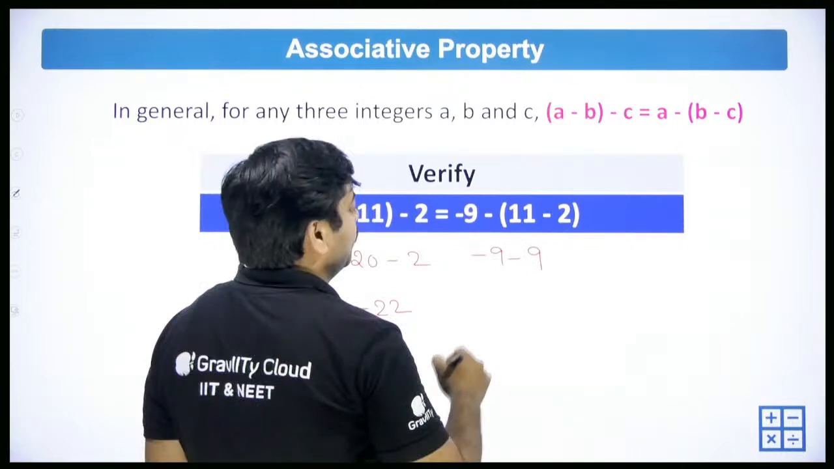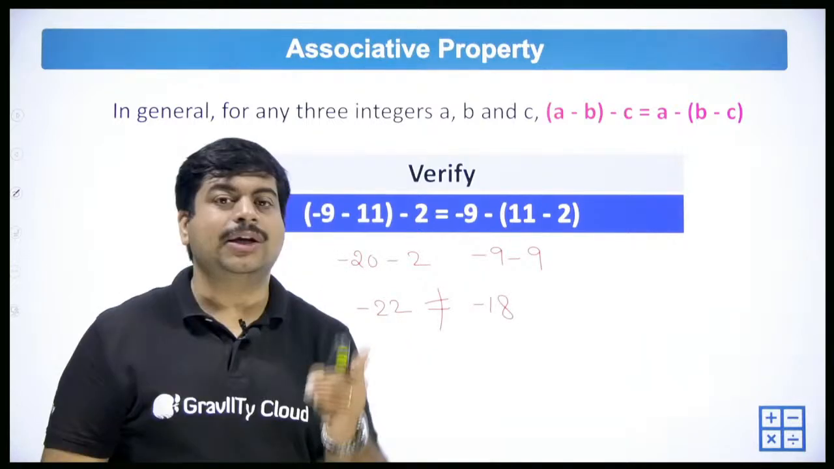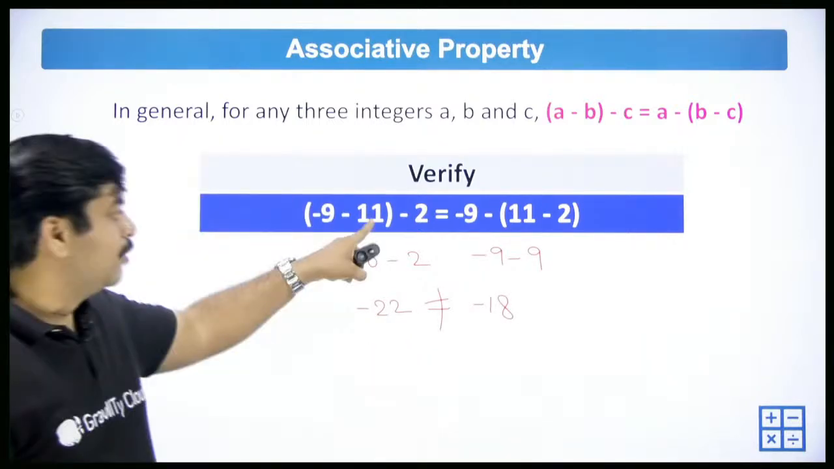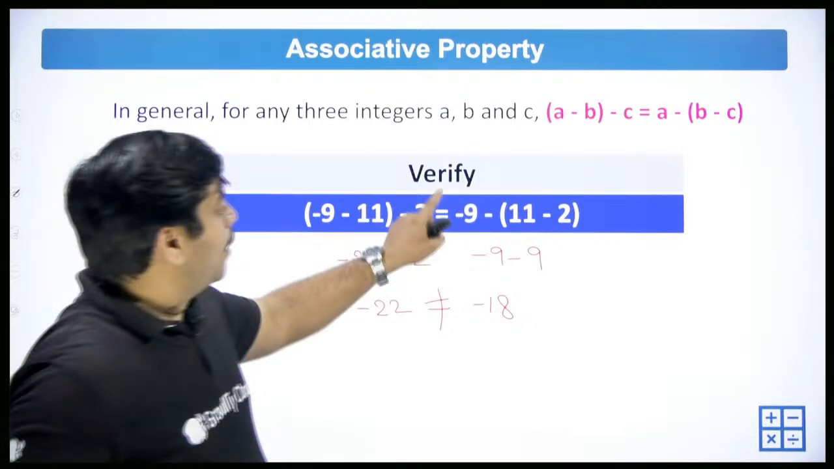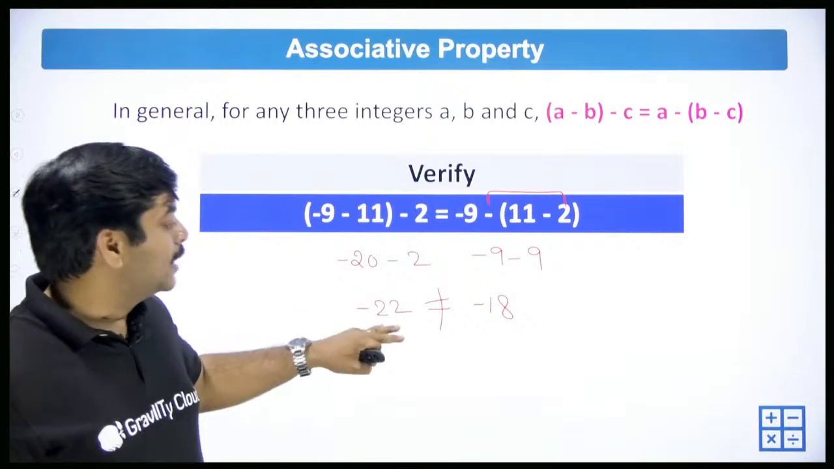Now tell me, are these two equal? No. Why are we getting this difference? Because we have a property: negative into negative is positive. Here all of these are negatives, so minus 9, minus 11, minus 2, we got minus 22. But here minus 9 is correct, minus 11 is correct, but minus of minus 2 will give you plus 2, and that is the difference. That is how we are getting minus 22 here and minus 18 here.